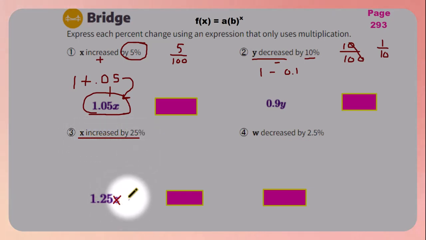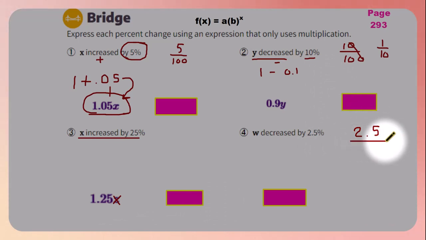So we start with an amount, initial amount we're going to call x. We're going to multiply it times 1 plus 25%. Okay, and then the last one, w decreased by 2.5%. So this one's a little bit tricky. Okay, they didn't write it like the others. So let me just write it like 2.5 over 100.